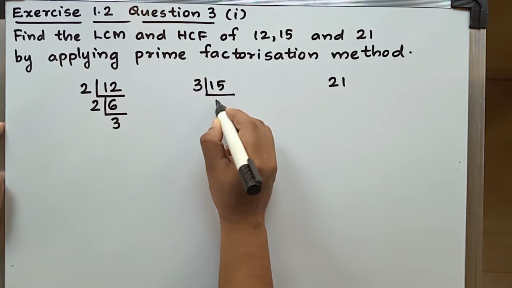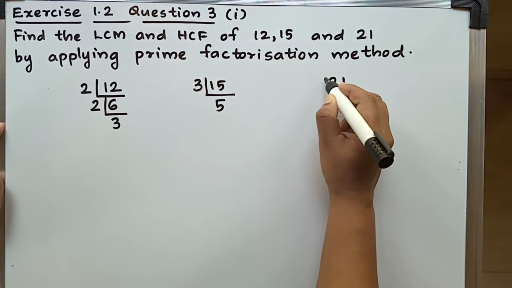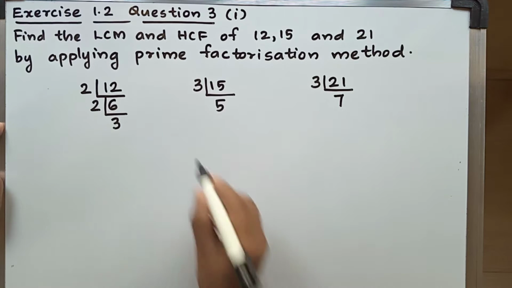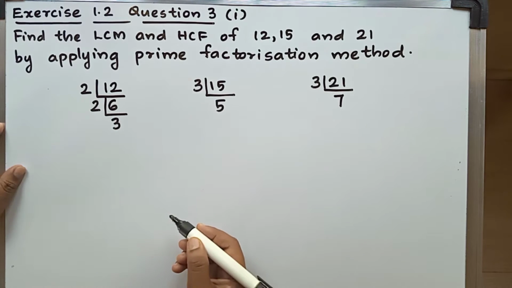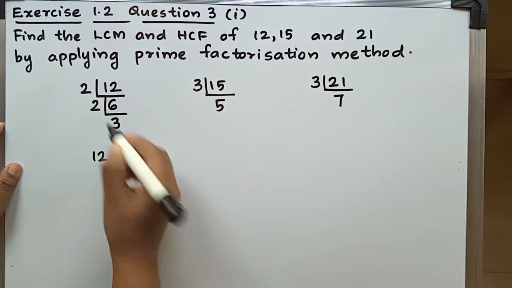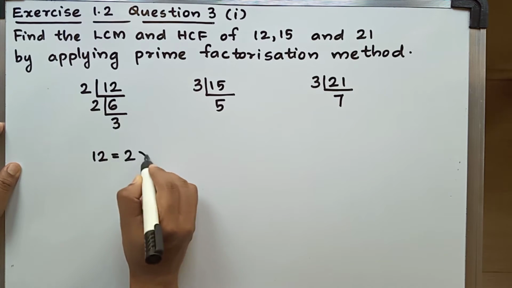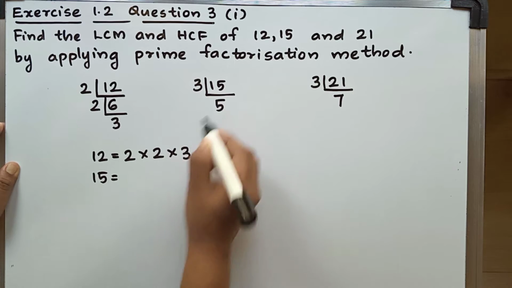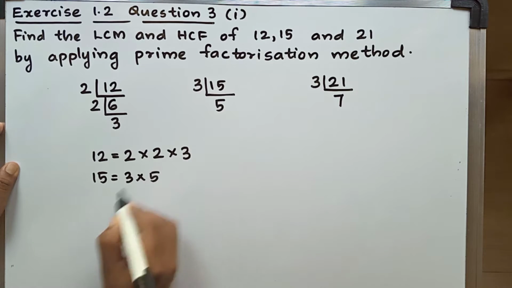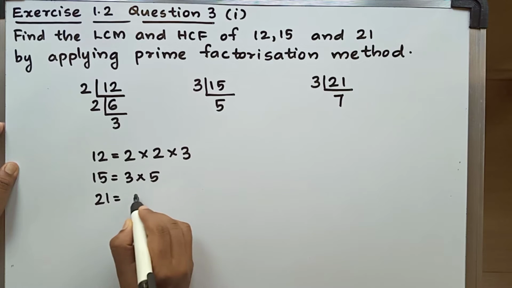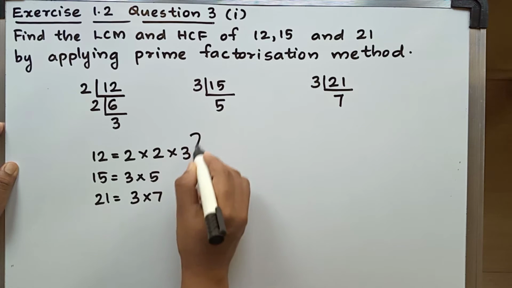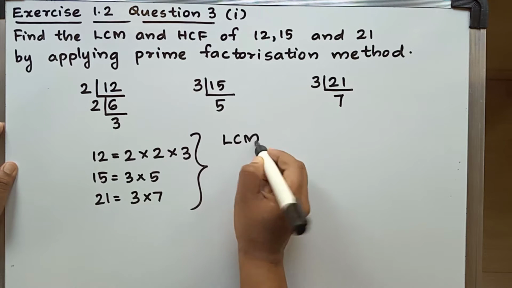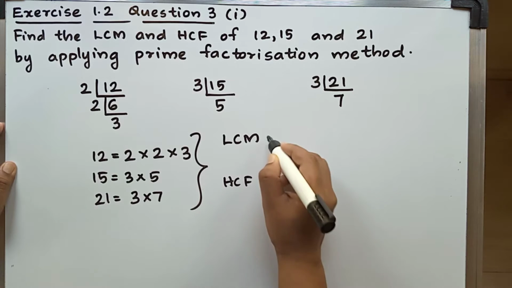See, this can be divided like this. This number can be divided like this. See, prime factorization is over. That is, 12 can be represented as 2 into 2 into 3, right? 2 into 2 into 3. And 15 can be represented as 3 into 5. And 21 can be represented as 3 into 7. So from this we have to find what is the LCM and HCF. Okay.